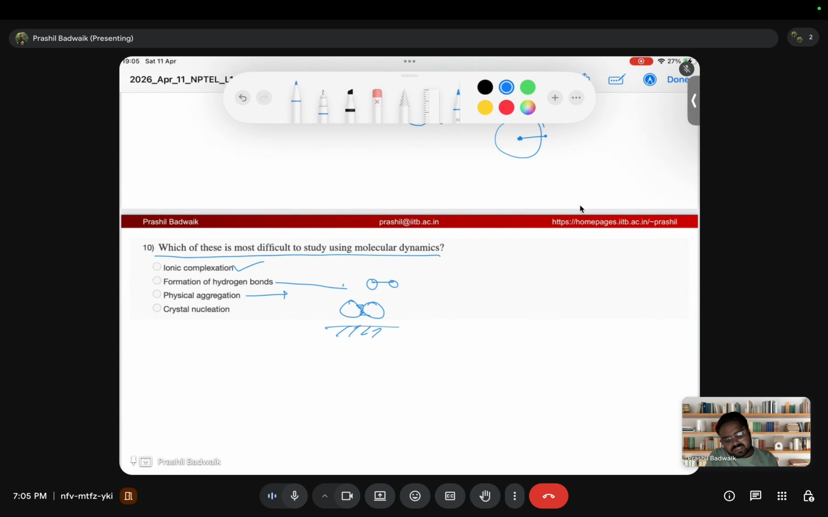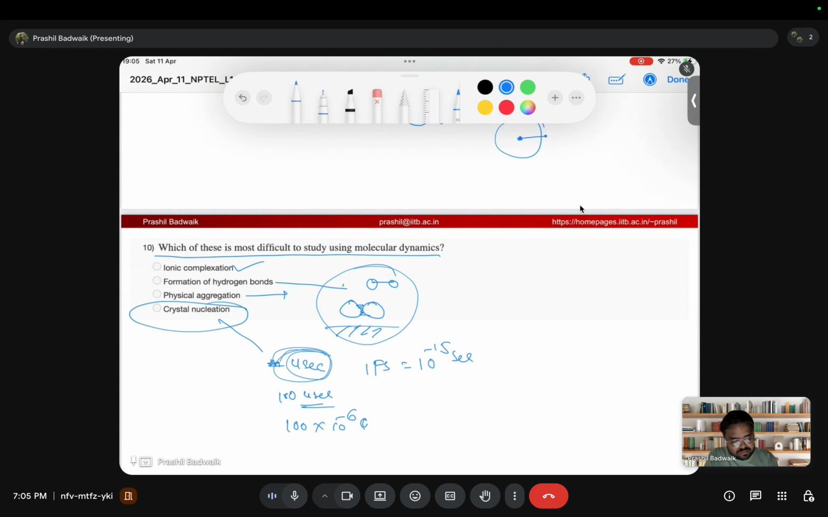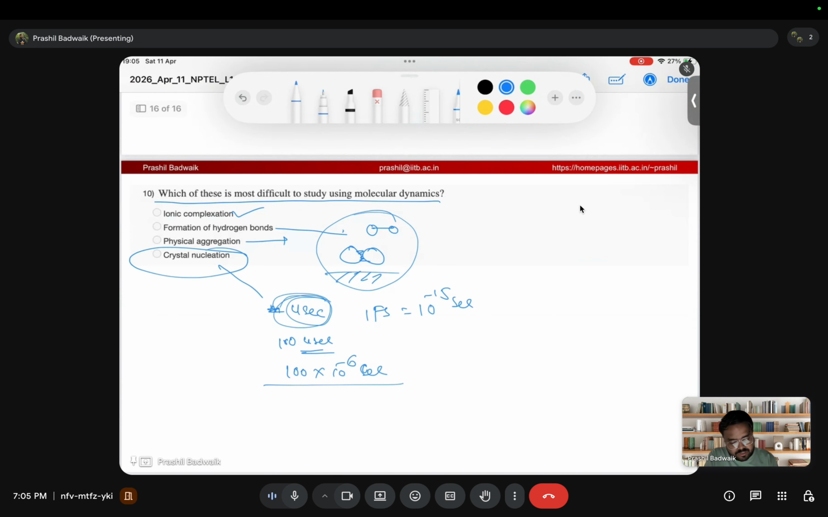So all these sorts of aggregation we can get in MD simulation, except for crystal nucleation, because the time scale over which crystal nucleation happens is in microseconds, right? And what is the time step? In question number 1 we know that the time step is 1 femtosecond, which is equal to 10 raised to power minus 15 seconds, and we have to simulate hundreds of microseconds. 100 microseconds is equal to 100 into 10 raised to power minus 6 seconds divided by 10 raised to power minus 15 seconds.